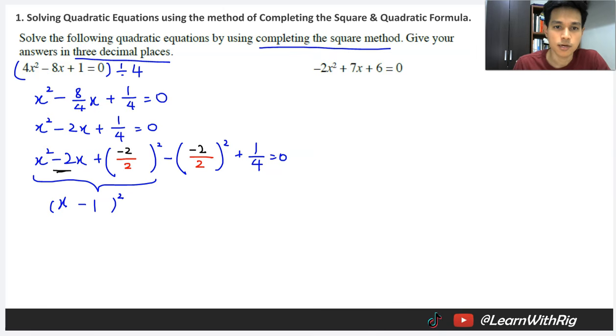So this is how you factorize. You don't have to use your calculator to expand this and factorize. Just remember this format. Next, you're going to count this part. Negative 2 over 2 is negative 1. Negative 1 squared, you get positive 1. So it's x minus 1 squared, minus 1 plus 1 over 4 equals 0.